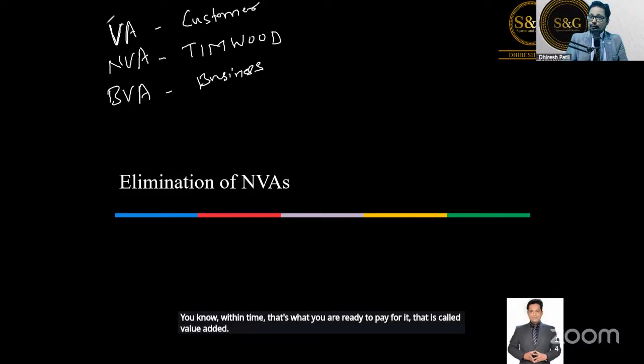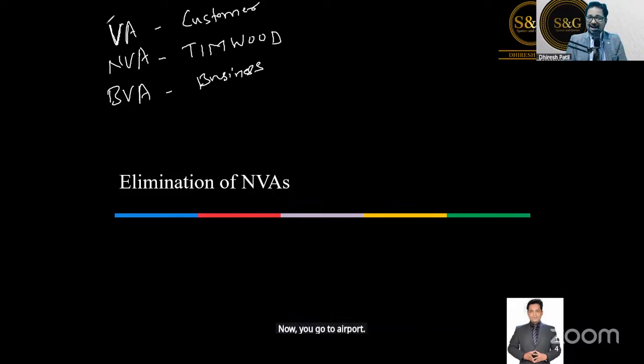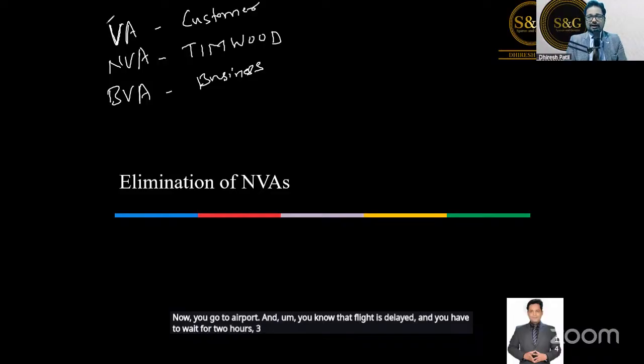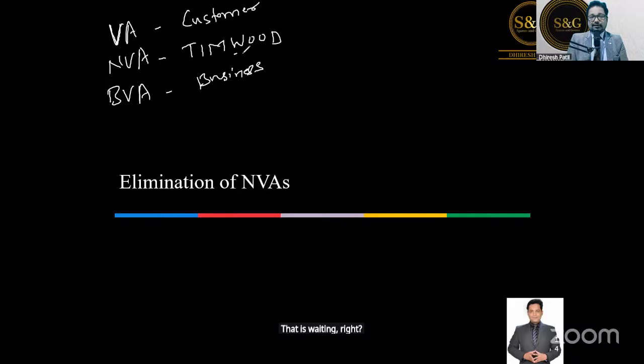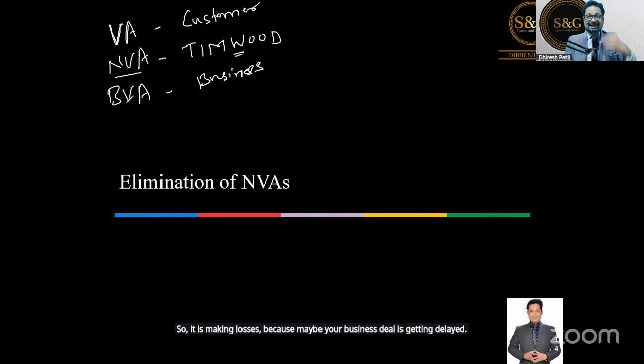Now you go to the airport and that flight is delayed and you have to wait for 2 hours, 3 hours at the airport. That is waiting, right? W is for waiting. That is non-value added for you. So it is making losses because maybe your business deal is getting delayed. The client is not happy because of course it is not in your control. But again, understand this. What is business value added in this scenario?